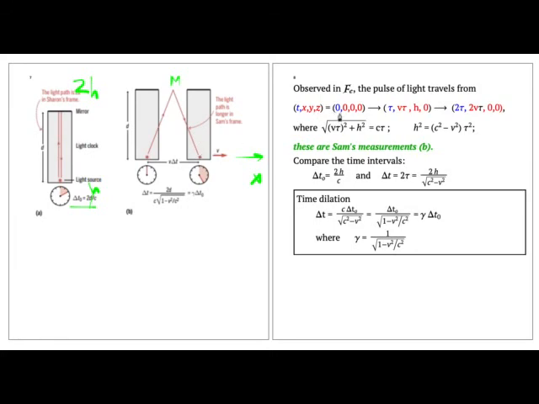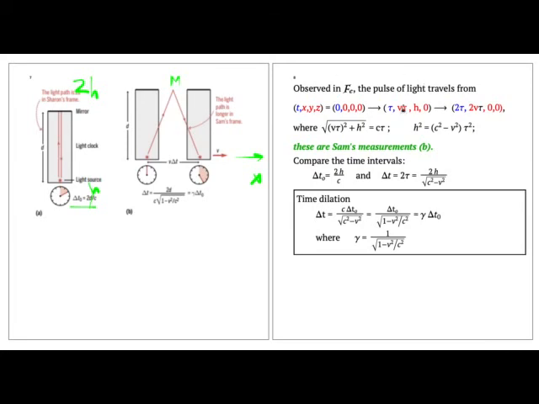The light is emitted at time 0 and at position 0, 0, 0. It reaches the mirror at some time tau. I don't know what time it is, but I'll figure that out later. At a position x equals v times tau, because the train has moved v times tau, and a position y equals h. So this is when the pulse of light hits the mirror. z is not changing.